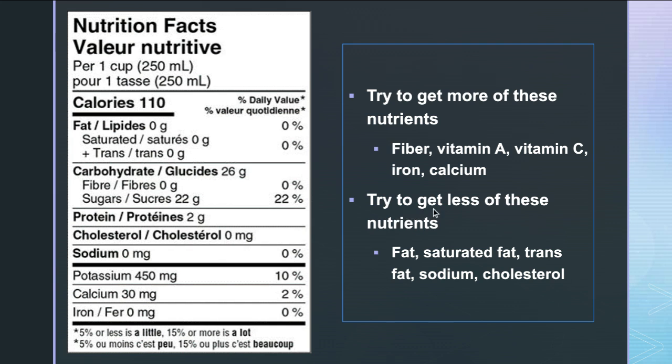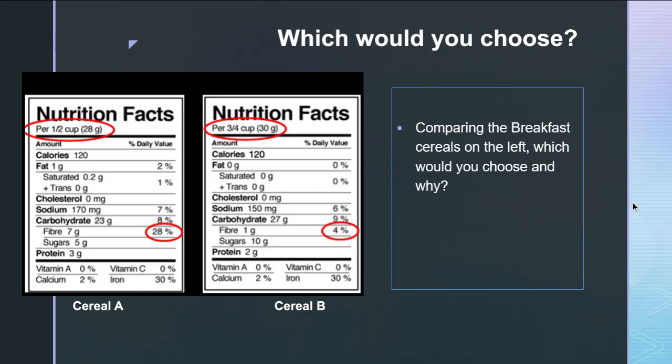And it says try to get less of these nutrients. So fat, saturated fat, trans, sodium, cholesterol. Sugar should be on there as well. We don't want a lot of sugar intake or consumption as well.